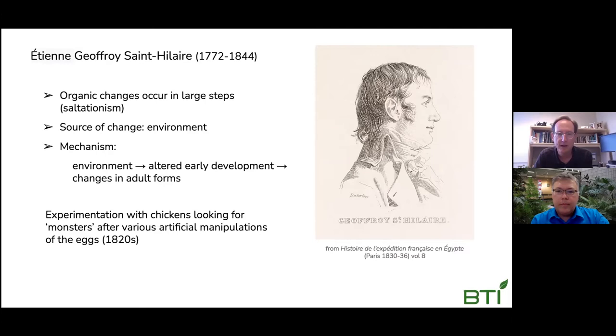Now, he did some experiments in the 1820s looking at chicken eggs, where he compressed chicken eggs or painted them with different substances or shook them and tried to see if he could affect the early embryo and whether that gave rise to abnormal chickens. I think the bottom line is that some people said he was successful, other people said it didn't work and it was inconclusive, but the idea that was born out of this was something called experimental teratology. This idea that one could manipulate early development by direct action of the environment.